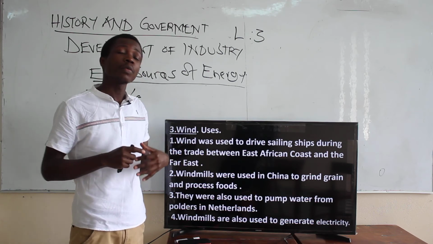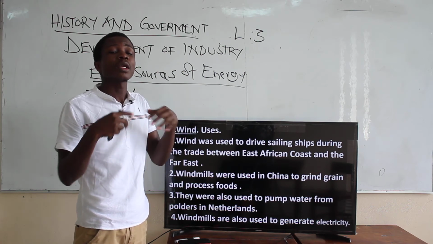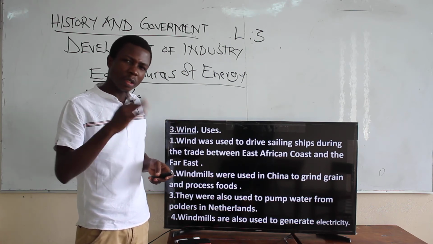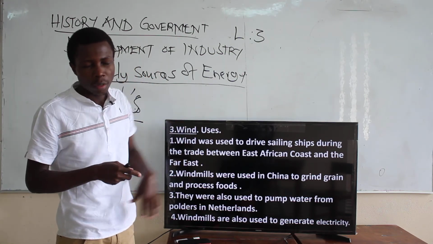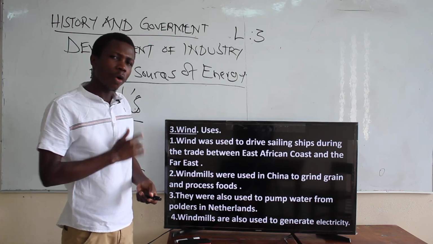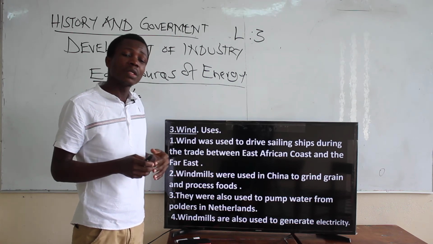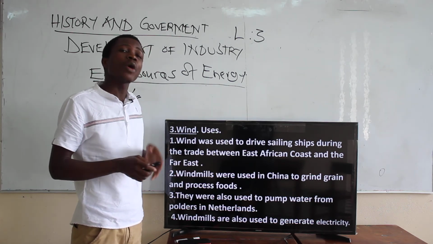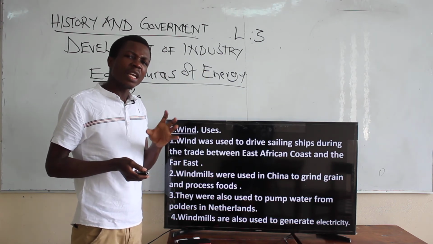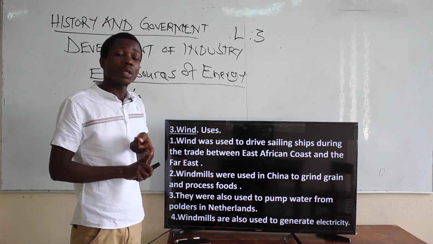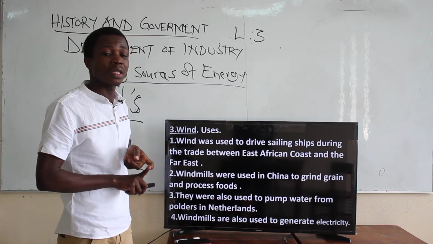One, it was used to drive sailing ships during the trade between the East African coast and the Far East or the outside world. We talked about that in Form 1. We talked about the contact of the East African coast and the outside world, or the Far East. In the Indian Ocean, the traders were using the dhows. The traders were using sailing ships, and these ships were using wind to blow them to their destinations. So that energy was provided by wind. That is one use of wind as an early source of energy: driving the sailing ship.